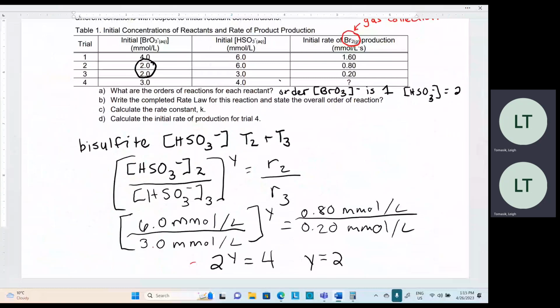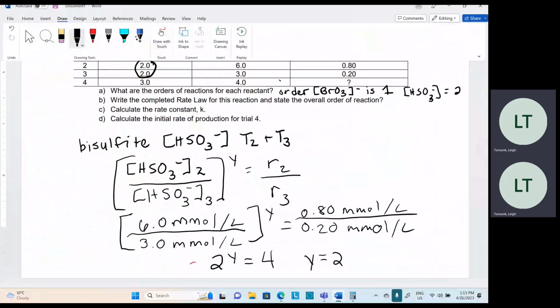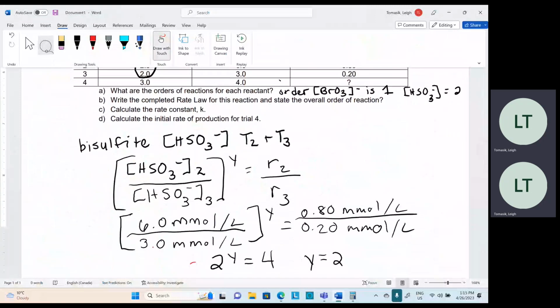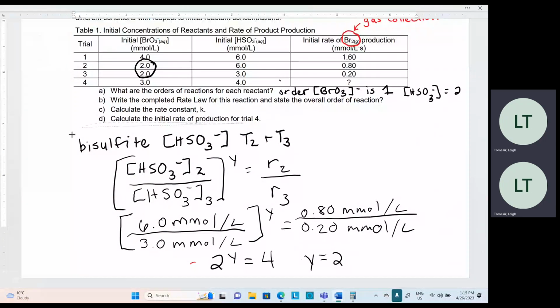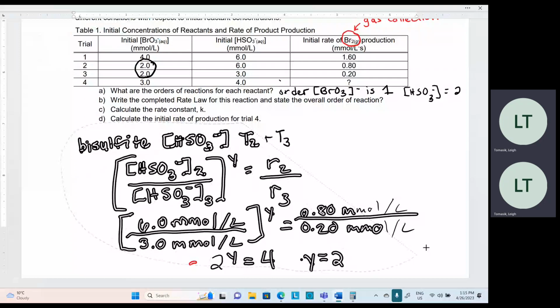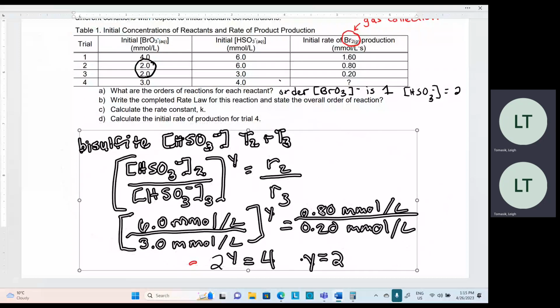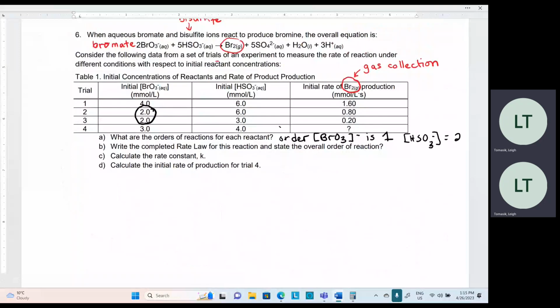Okay, so next question. Again, I'm gonna erase this so we can keep the question on at the same time. So pause the screen if you need to write things down. And I will move on. Okay, it says write the complete rate law for this reaction and state the overall order of reaction.